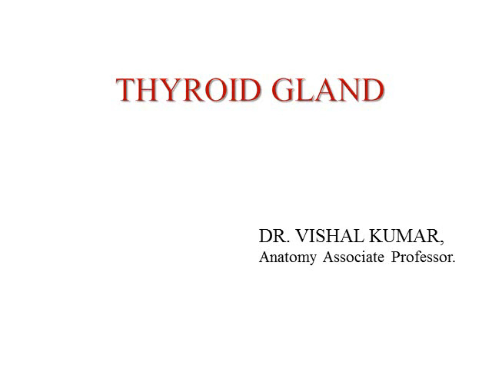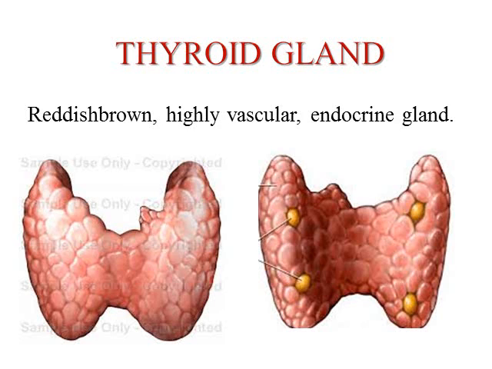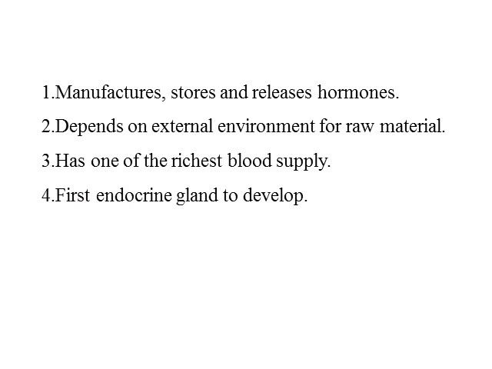So, the thyroid gland is a reddish brown, highly vascular gland. It's an endocrine gland, as you know. Reddish brown color because of its vascularity. Some interesting facts regarding this: it manufactures, stores, and releases the hormone. It depicts the one organ which depends on the external environment for its production of that hormone, use of raw material. It is one of the glands which has the richest blood supply and the first endocrine gland to start developing.